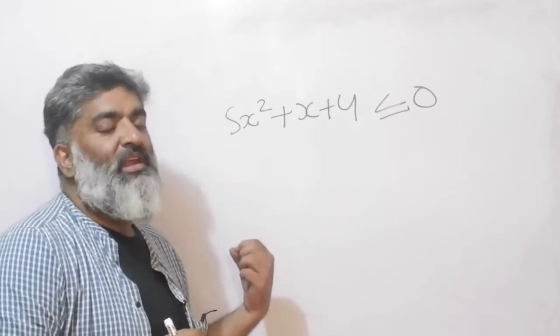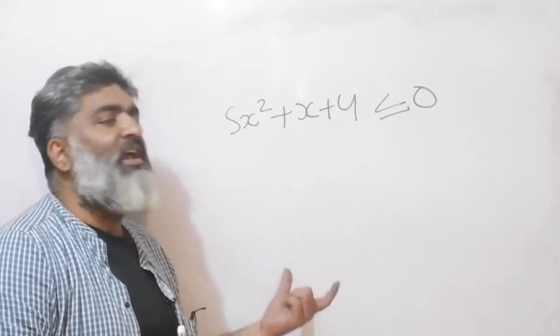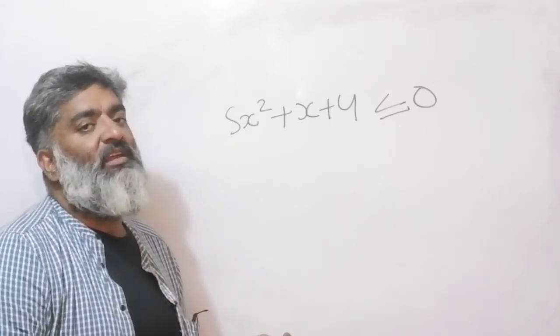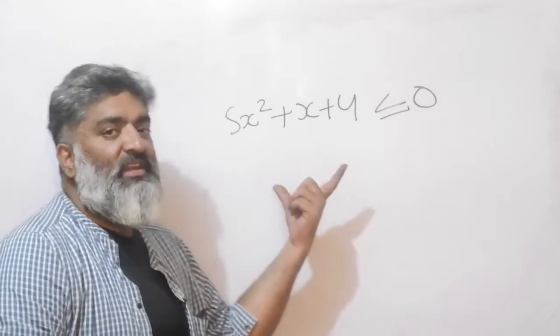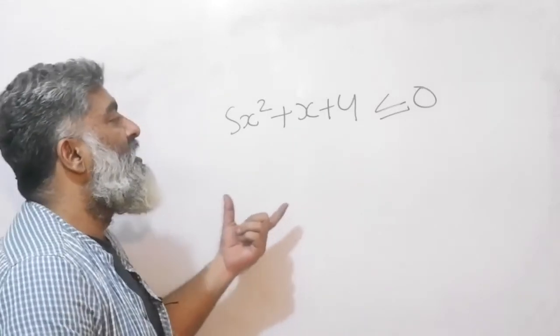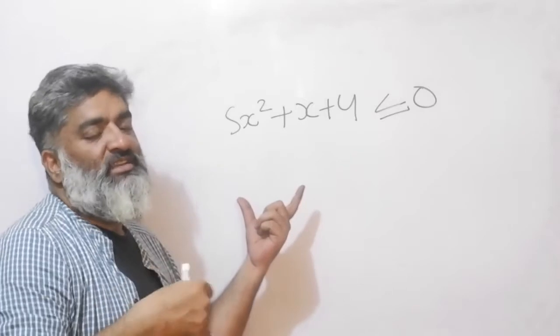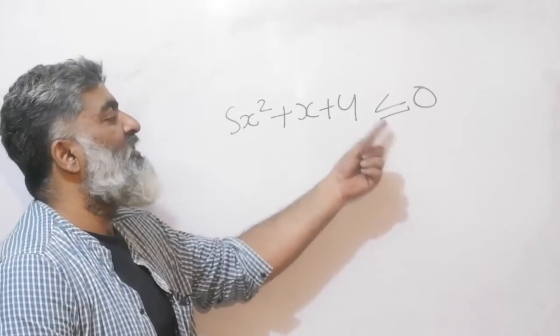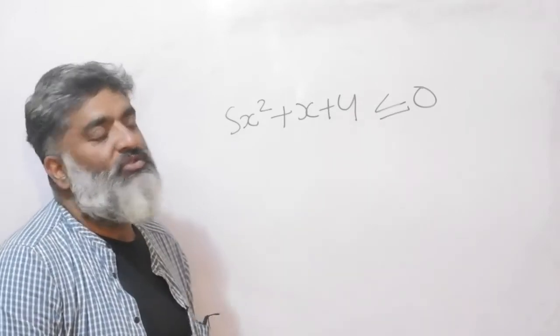So I want to spend a little more time with the quadratic equation, getting more familiar with the story, and starting with an example, and a very interesting example, because this will challenge us in a couple of new ways. So 5x square plus x plus 4, and the inequality given is when is this less than equal to 0.